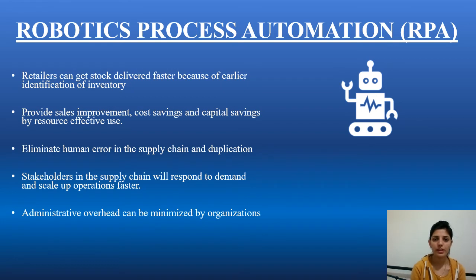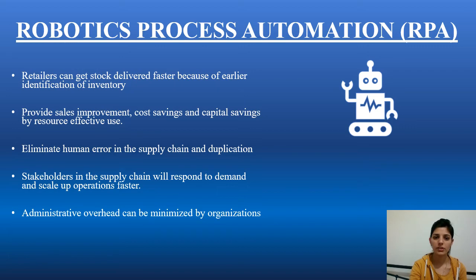In the next slide, I will discuss some advantages of robotic process automation (RPA). The RPA system for SCM operations provides revenue enhancement, cost reduction, and capital reduction by efficient utilization of resources with reduced timelines due to the automation of various SCM operations. Also, retailers can get stock delivered faster due to earlier identification of inventory needs that translates into timely purchase orders throughout the supply chain. At the same time, RPA can eliminate human error and duplication in the supply chain, resulting in less rework, higher quality outputs, and more streamlined processes.